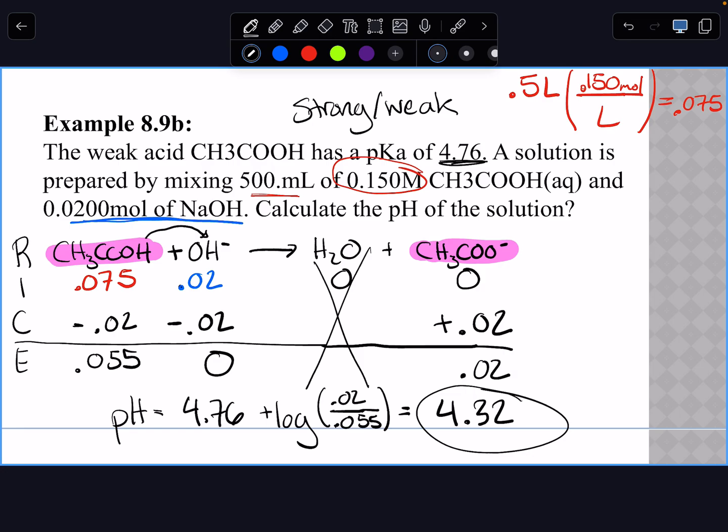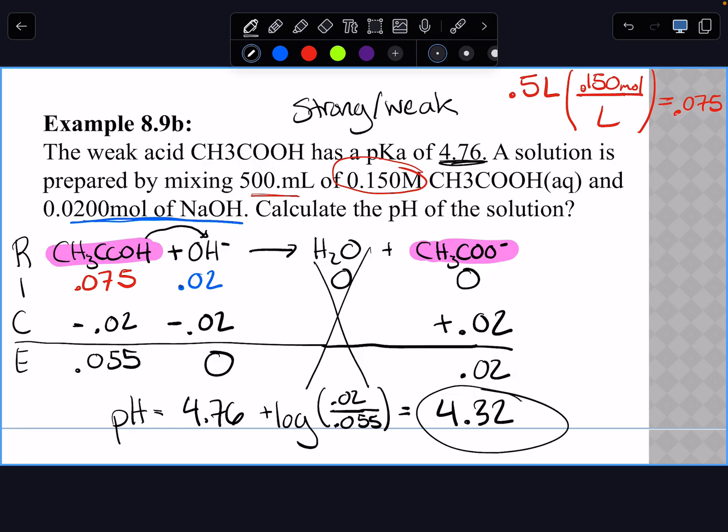Questions? Same equation, but we had to do a little bit more work to get our HA and our A minus. Once again, if you want to go back with a highlighter, the things that match in color are showing you where I got these numbers from, like where that came from and where that came from.